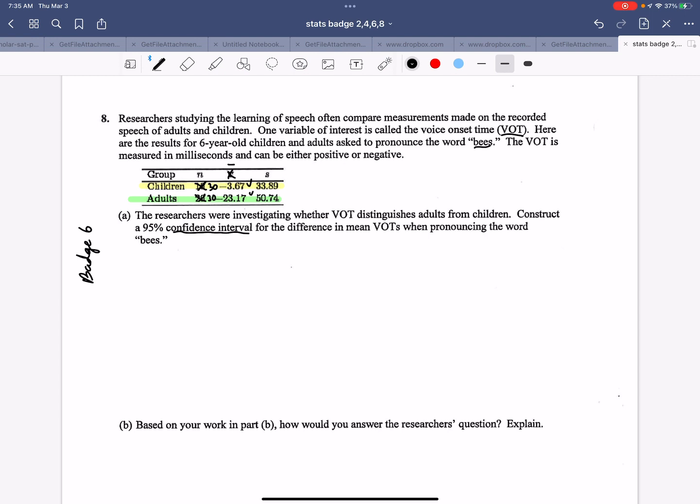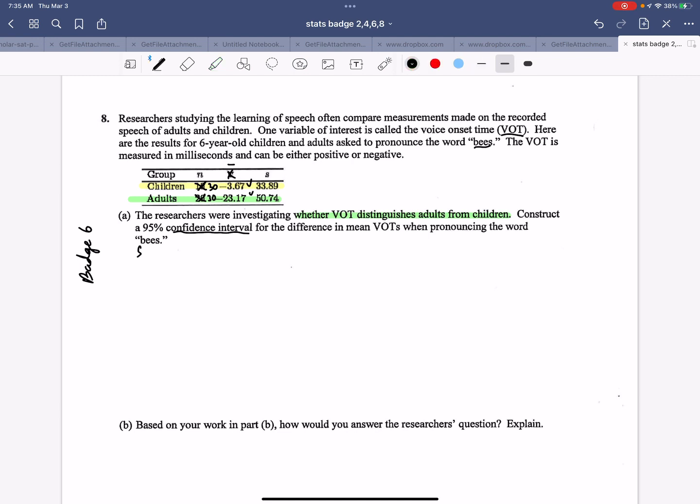All right, so imagine there would be some use for being able to see the age of a person, or whether you're young or old, from a voice activation, from some voice recognition, right? The researchers were investigating, so this is what we're investigating, whether or not VOTs can be distinguished from adult children. So I don't see them wanting one way or another. They're just saying, are they different from each other?